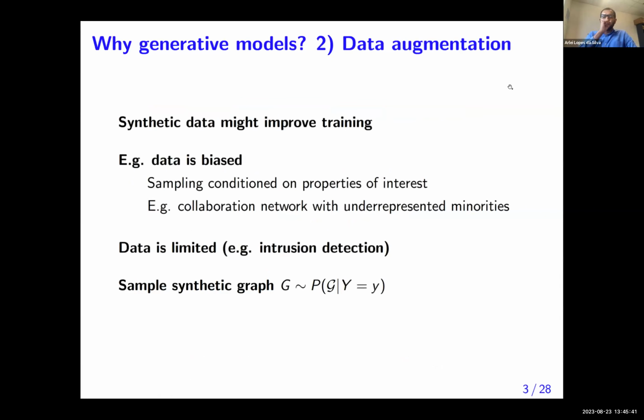Second application is data augmentation. Real data sets have a lot of issues. For instance, they might be biased. Some populations might be underrepresented in them, or they might have missing values.